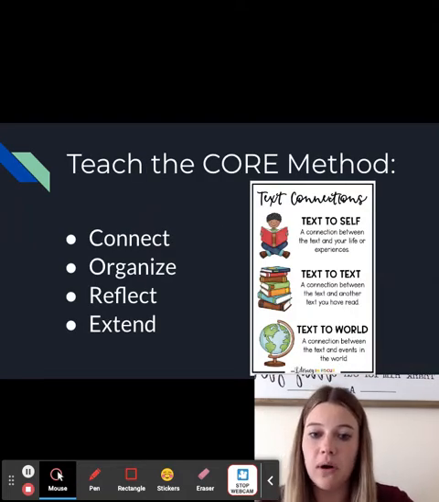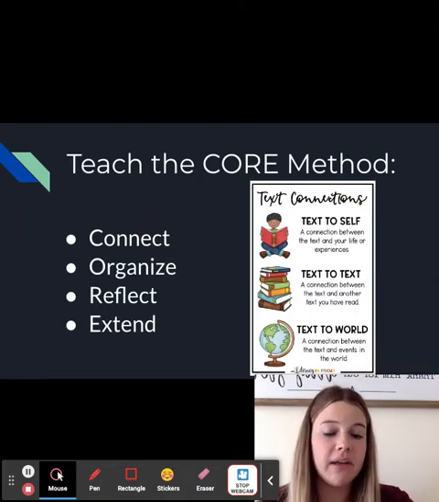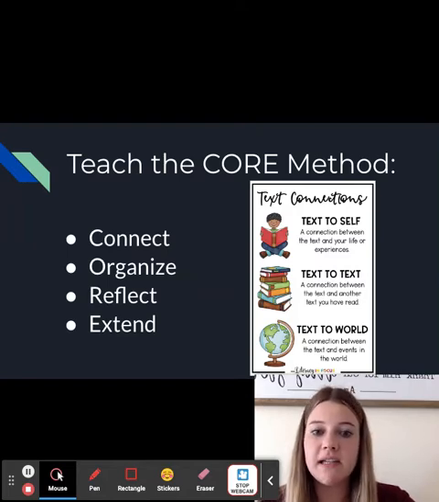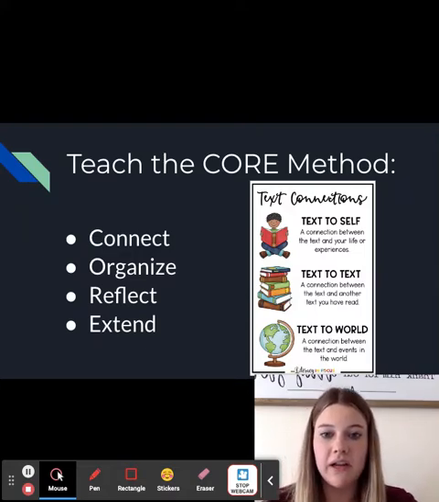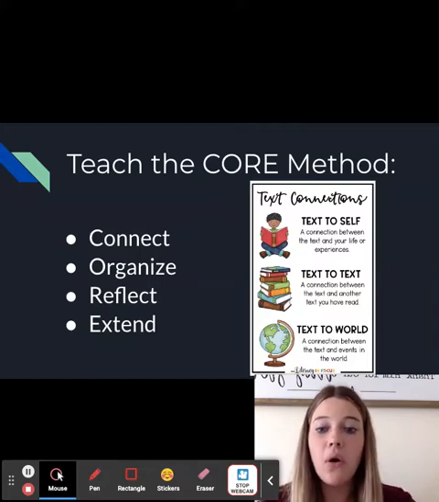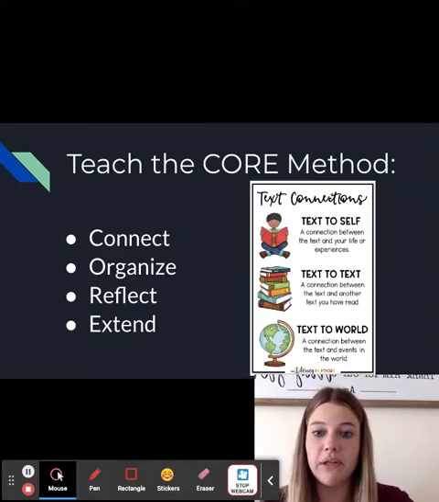There's also the CORE method, which is a different strategy that we can give students. So CORE stands for connect, organize, reflect, and extend. For connect, that is where the student would connect the text to themselves. So there are some different text connections. You can make a text to self connection, which is again where the student connects it to themselves. But we can also have students connect the text to some other text, or we can have them connect the text to the world. So there are three different options that they could do for the connection piece.